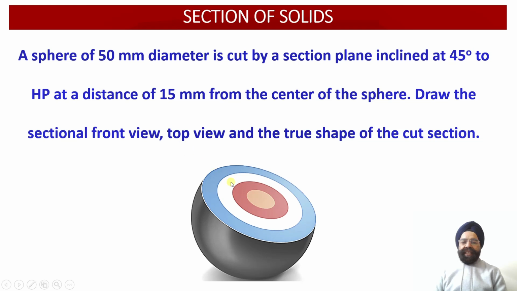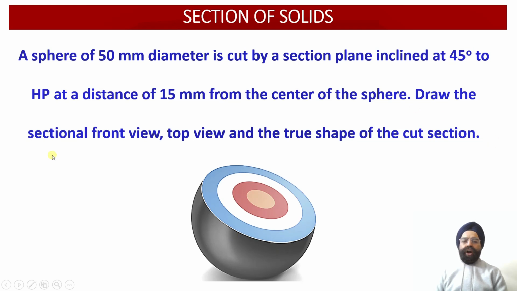But since this cutting plane happens to be inclined with respect to the horizontal plane, the true shape of this cut section will not be available in the top view projections. So we are required to draw an auxiliary inclined plane parallel to this cut section in order to obtain the true shape of the cut section of the sphere. And one thing we must remember, that the cut section true shape will be circular in nature, right?